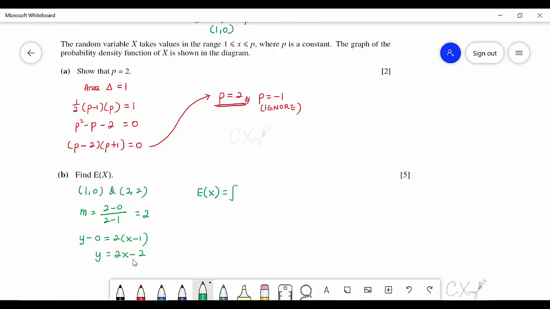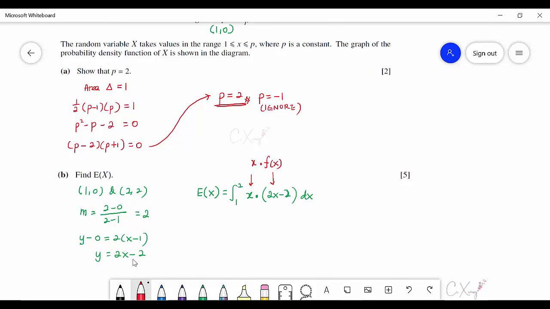Then now you will start to find the expected value of x. To find the expected value of x, you need to integrate from 1 until 2, or from 1 until p, and you need to multiply x with the original function f(x). So this is how we find the expected value of x.